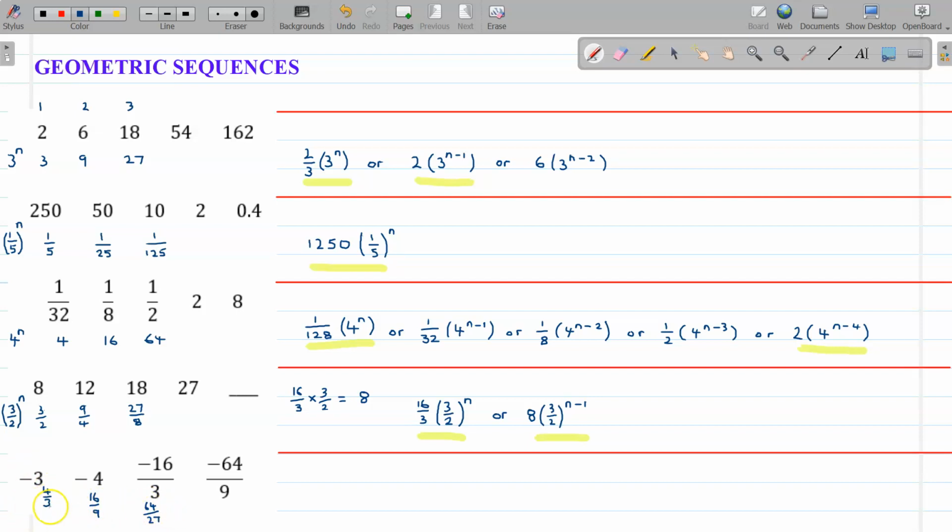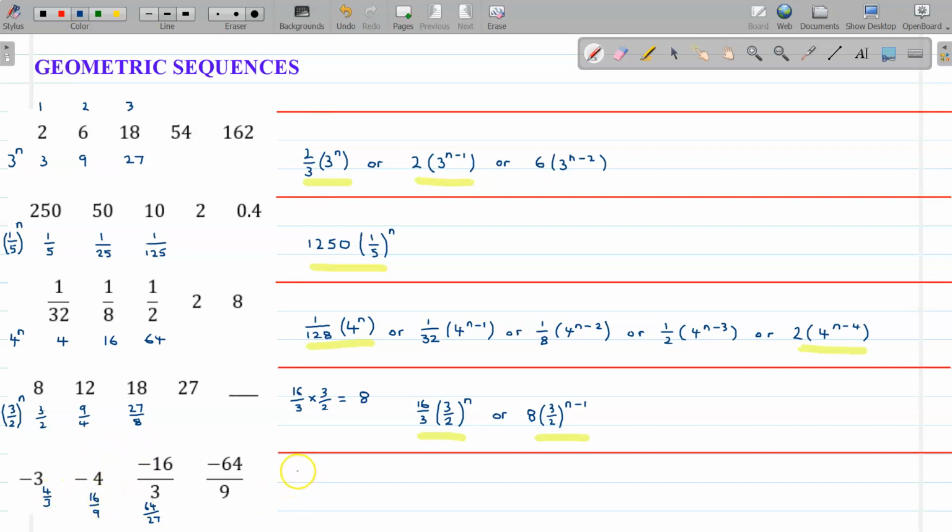I can just look at the first pair of numbers and simply say, right, what have I had to do to 4/3 to get minus 3? Okay, well, minus 3 is minus 9/3. So what have I had to do to 4 to get minus 9? And I've had to multiply it by minus 2 1/4.